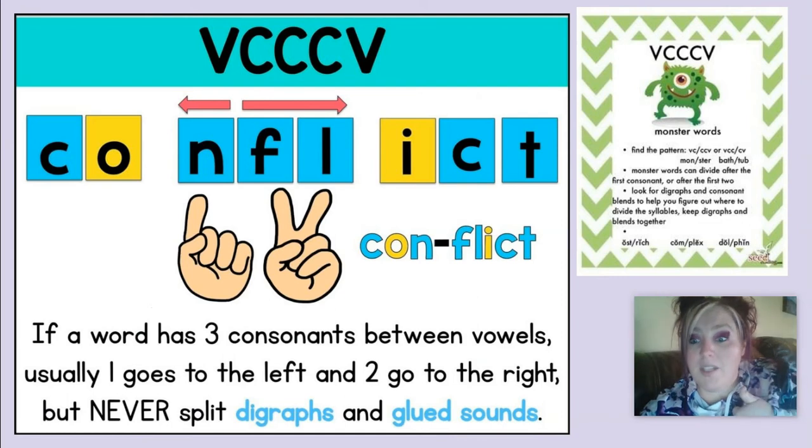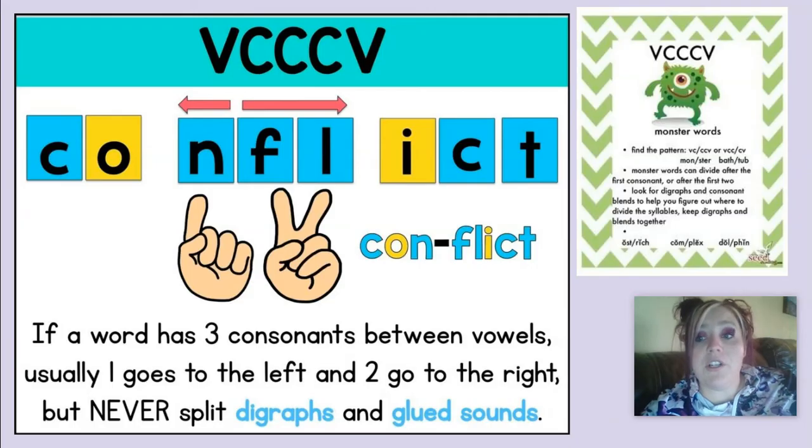All right, next we're moving on to monster words. So this is V, C, C, C, V. We're building up all that in the middle. It's called monster because if you noticed, the O in monster is a vowel, and then there's 3 consonants and then another vowel. Okay. Now there's a few different ways that you can break up VCCCV words. You can break it up VC/CCV like monster, or you can break it up VCC/CV like bathtub. So monster words can divide after the first consonant or after the first 2 consonants.